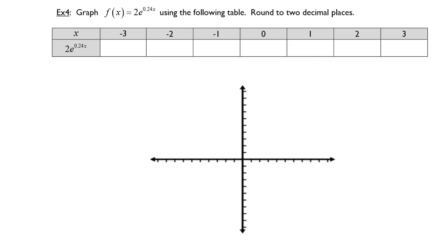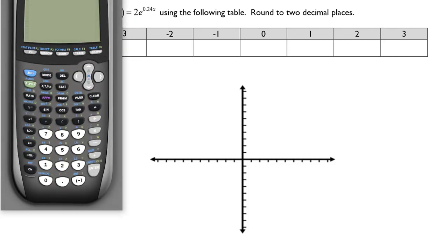Graph the function f of x equals 2e to the 0.24x using the following table. Round to 2 decimal places. If we were to put 2e to the 0.24x into our calculator, which we'll do, then we can find outputs for each one of these. Otherwise, we would have to literally put this into our calculator and calculate each one separately, which is an excessive amount of time.